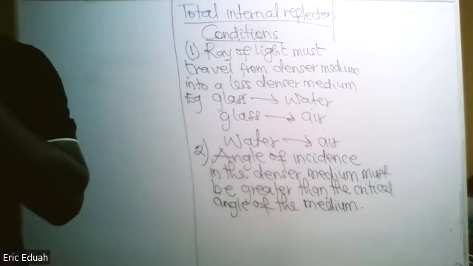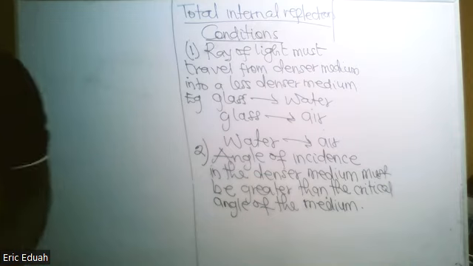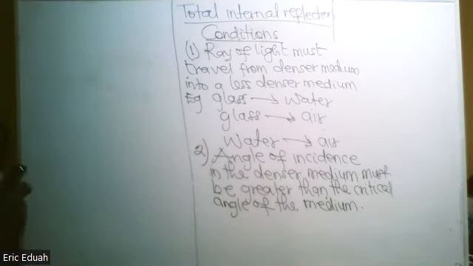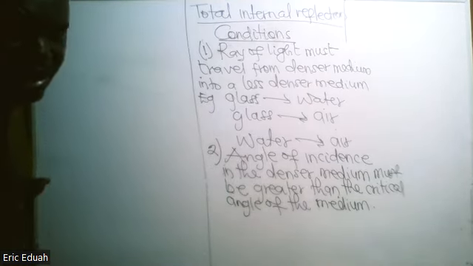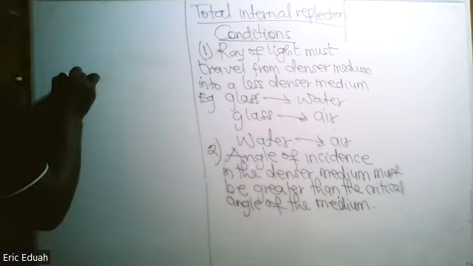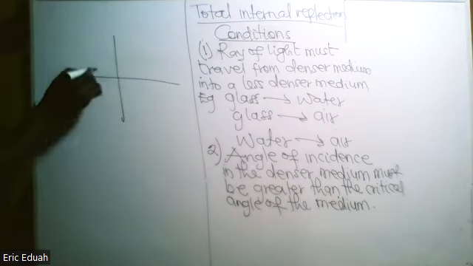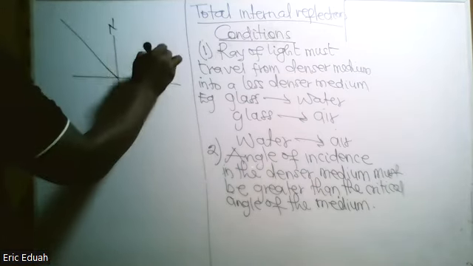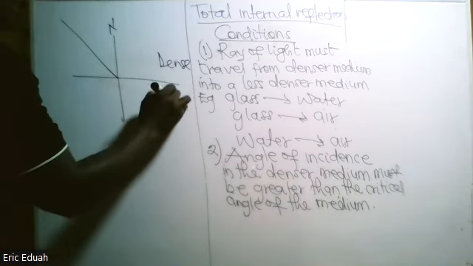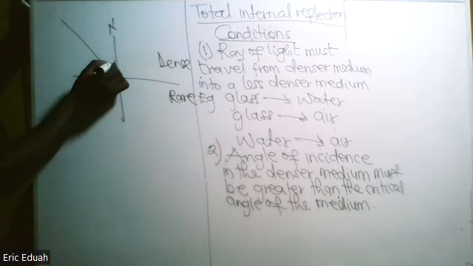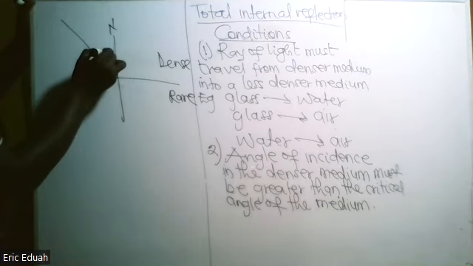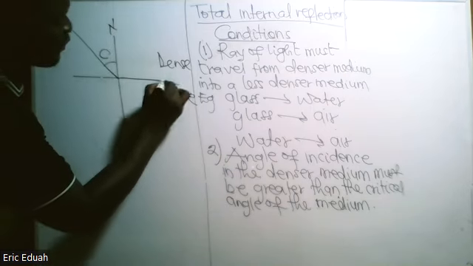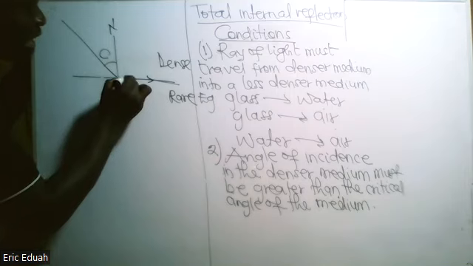Any question? Yeah. You don't understand the second condition. The second condition is that, as we were analyzing total internal reflection, we got to a point where we have a certain angle of incidence in the dense medium. This is the dense medium, the less dense or rare medium. So there's a certain angle of incidence we call the critical angle, which gave us an angle of refraction of 90 degrees.